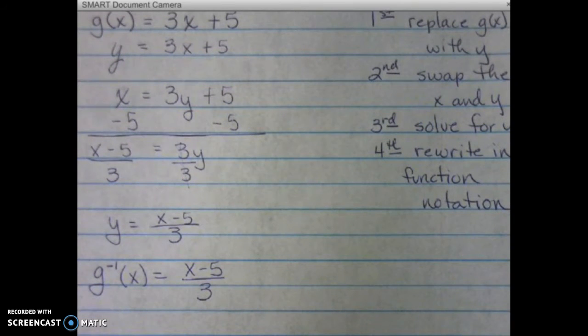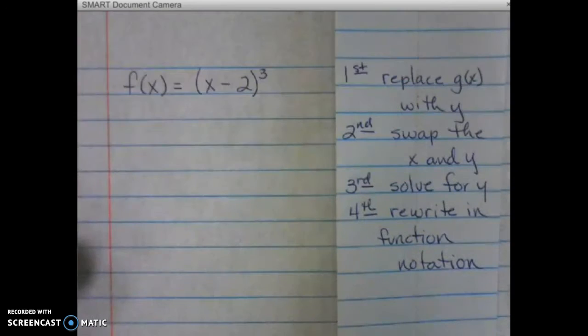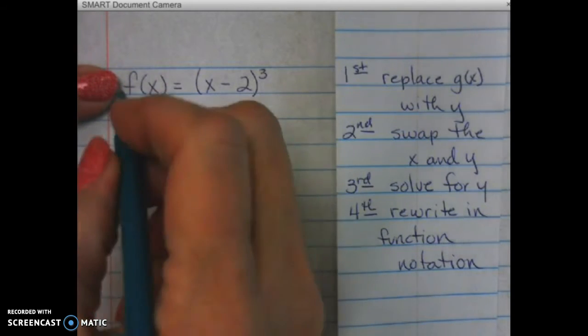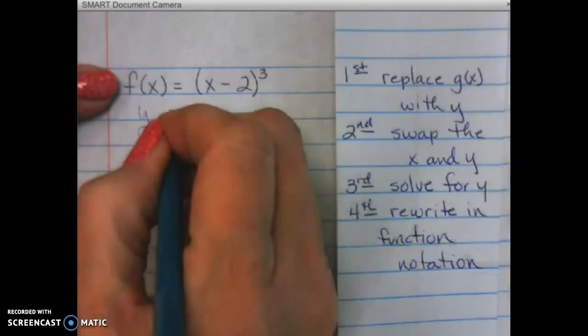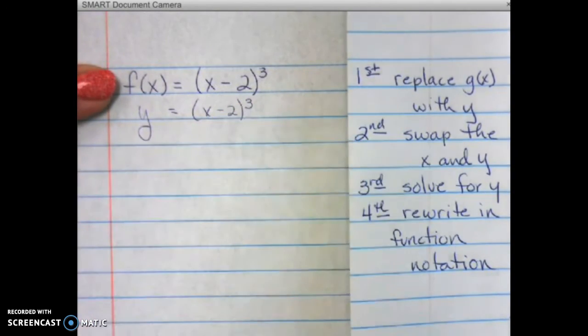So let's do another. Okay, our next example. I still have my steps written over here on the side so that I can refer back to them if I need to. The first thing I'm going to do is replace my f of x, or g of x in this case f of x, with a y. So y equals (x minus 2) cubed.